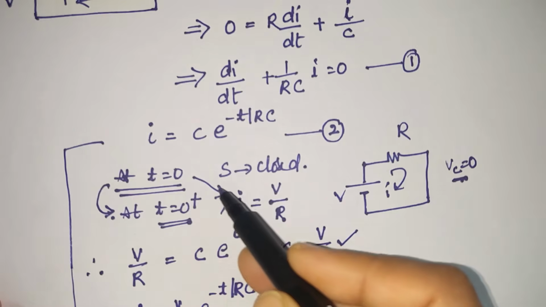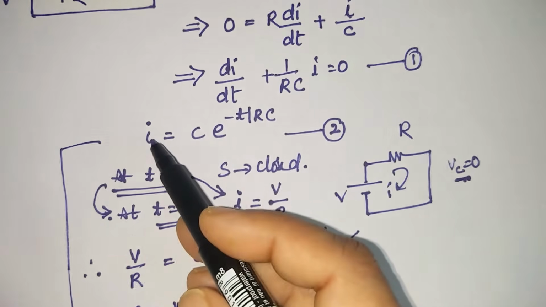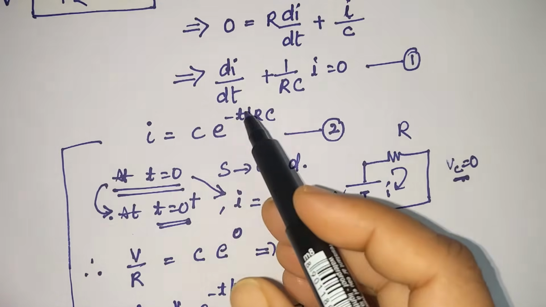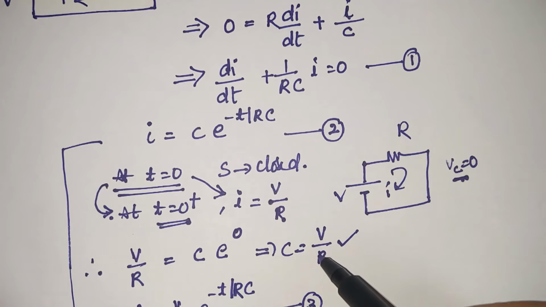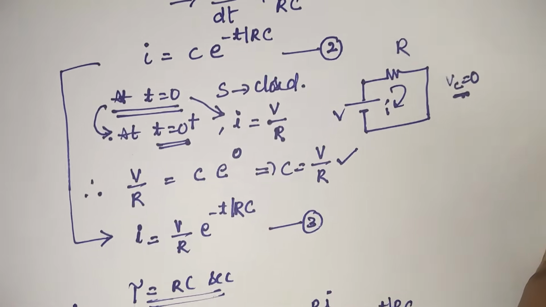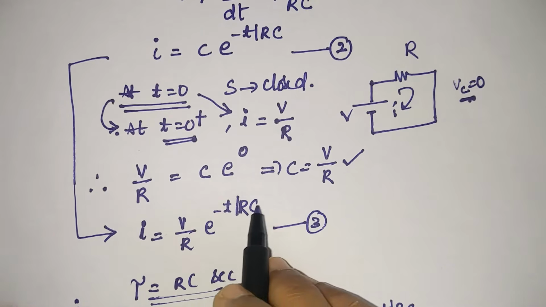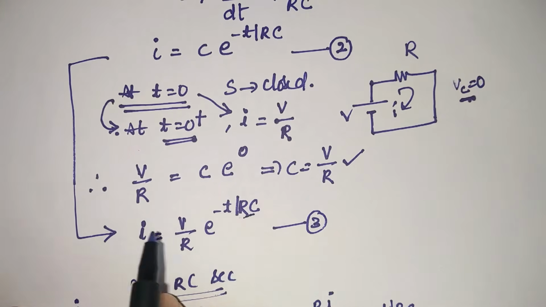We substitute this condition in equation 2. So I, which is V by R, is equal to C into e power, what is t? The t value is 0. That's why C equals V by R. So we got the expression for C. You substitute this C in equation 2, and you get equation 3 like this: I is equal to V by R, e power minus t by RC. Here RC is considered the time constant.